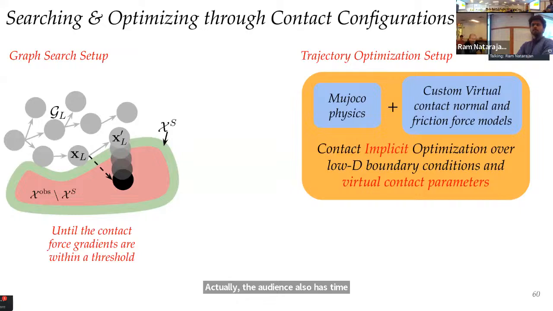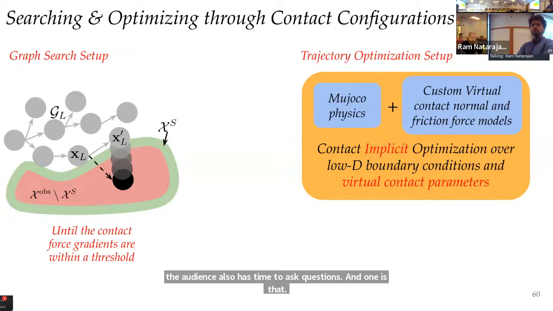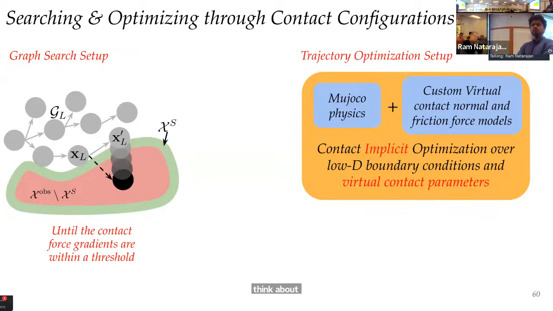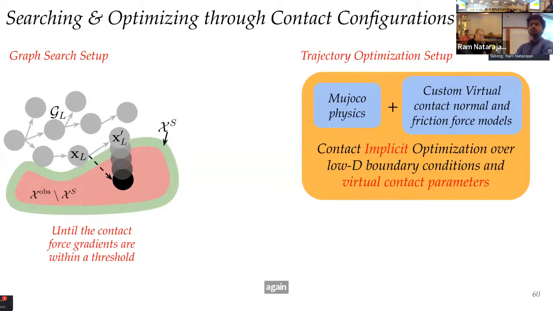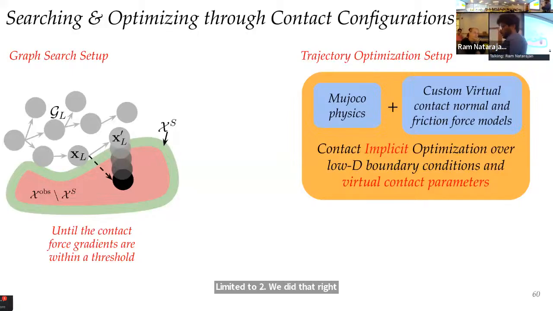One is the whole thing about the expansions. If you think about it, in many problems you probably don't have to revisit the same state over and over again. You probably revisit it once, maybe more. So why not do a graph search where you don't allow re-expansions, but you augment the search space with a number of revisits and limit it to two? We did that, actually, for the quadrotor application. We had an augmented graph, and we limited the number of cycles.